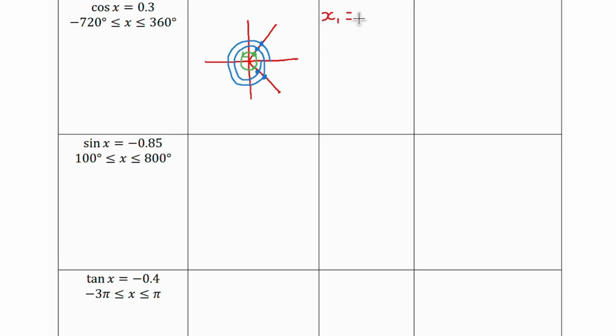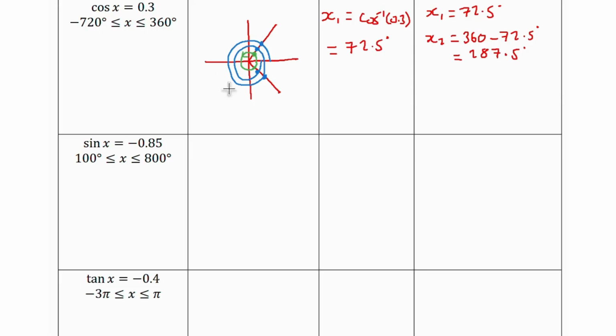I'm going to find my first solution by doing cos inverse of 0.3, making sure that I'm in degrees. Gives me 72.5 degrees. That is in my domain. So my first solution is 72.5. My second solution is going to be, the other green one is going to be all the way around to 360 and then take away the 72.5, which gives me 287.5 degrees.